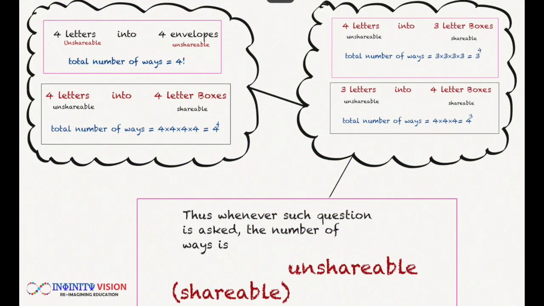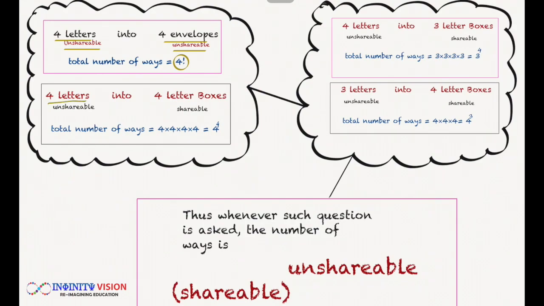Let's try to decode what we meant by box and letter technique. Let's say you have 4 letters and 4 envelopes. As we know, one letter can go in one envelope only, and no 2 letters can be fitted inside one envelope. So envelopes are also unshareable, letters are also unshareable. This type of question is a very basic question and the answer is going to be 4 factorial. So this is not what we are talking about. Now let's change the scenario.